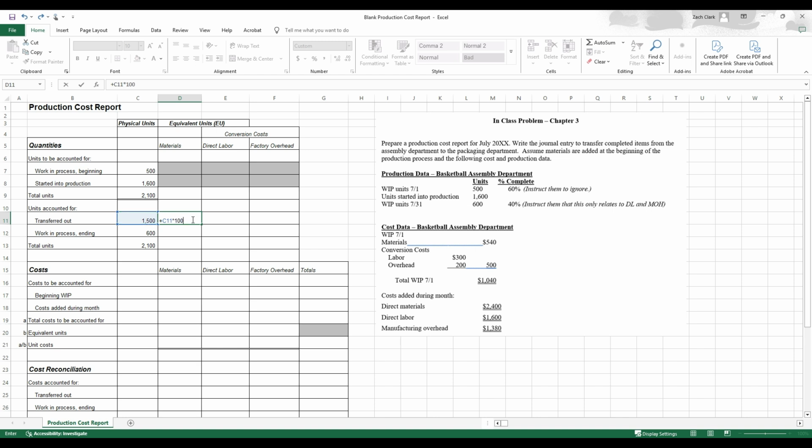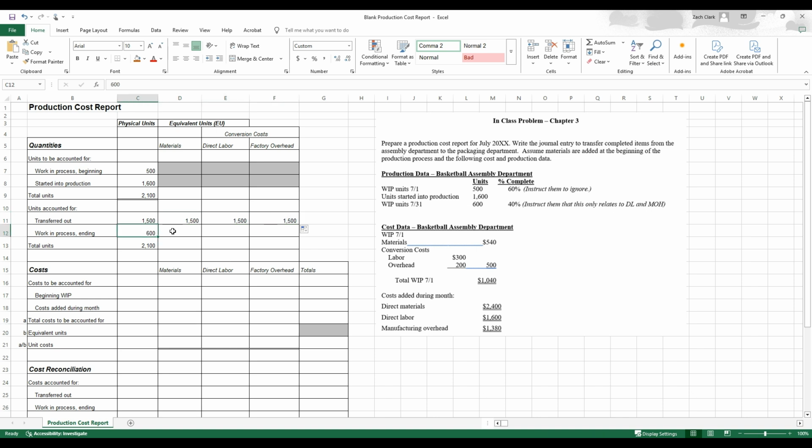So we could say times 100% if you want to do it that way. You could just link to it. That'd be the same thing, etc. So we just want to say for these three categories of costs, these units are 100% complete.